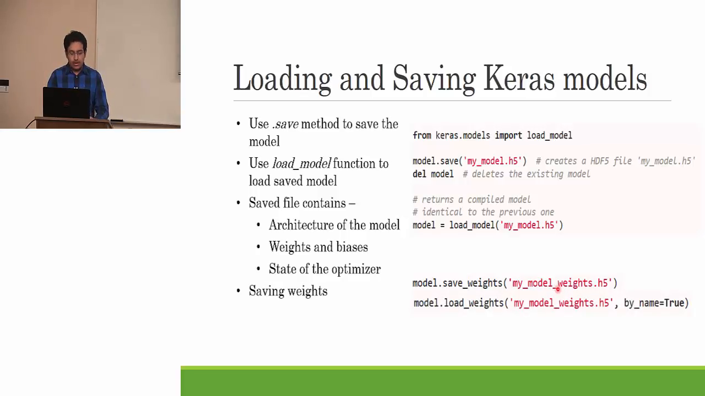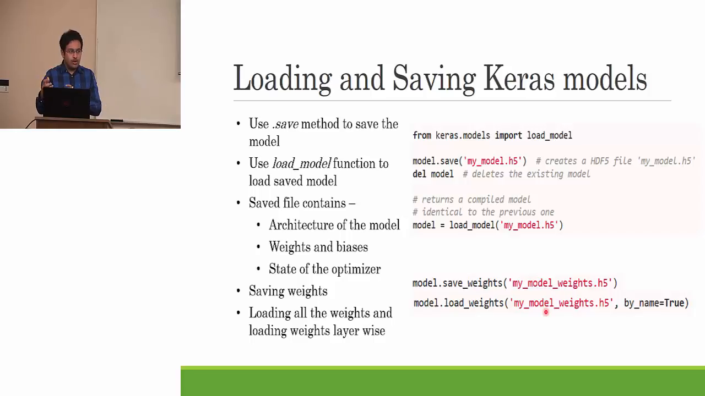And similar goes with loading weights. There's another argument here called by_name. So let's say you have a trained model, and you want to use it in another complex model that you want to build upon. So you add a few more layers which are untrained, but you want to get the weights of the trained model into the existing base architecture.